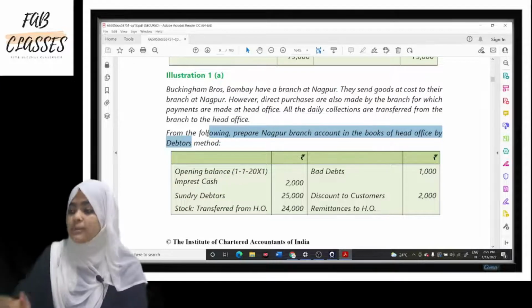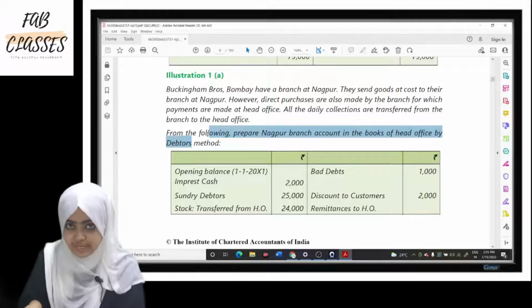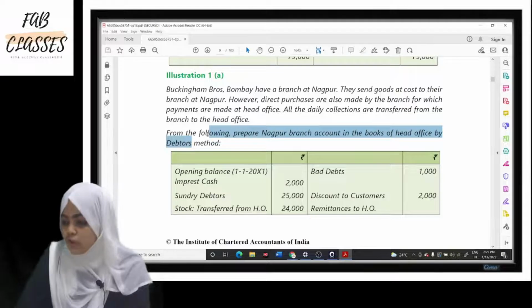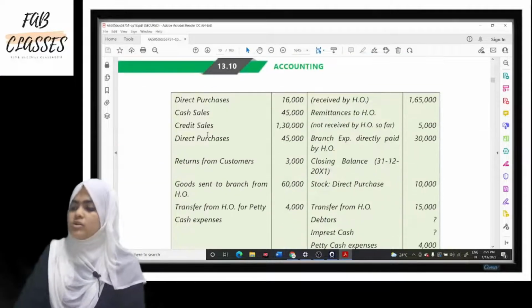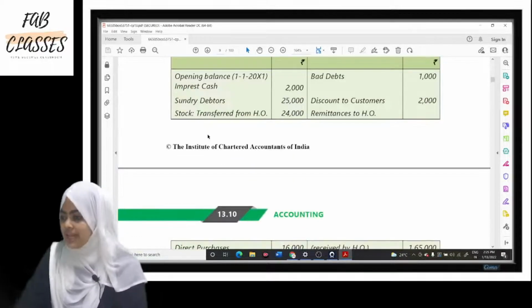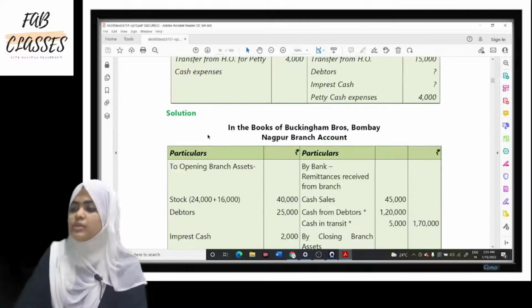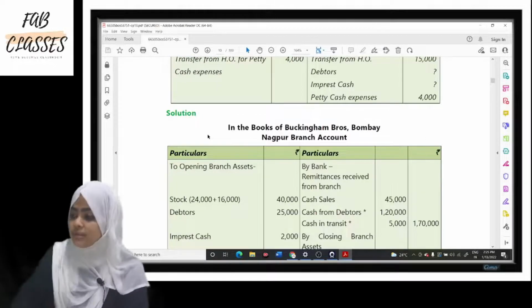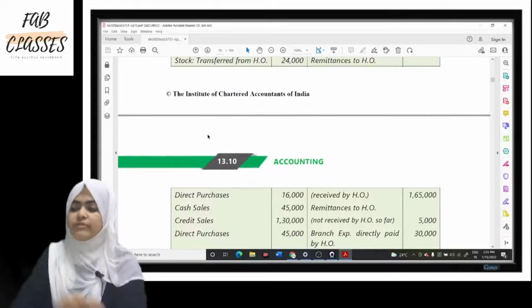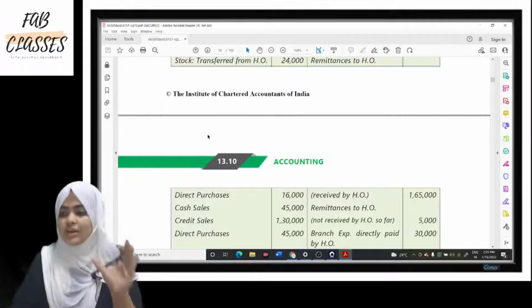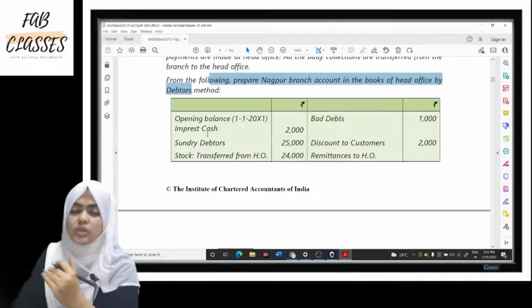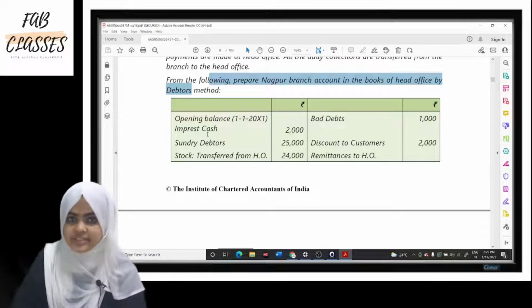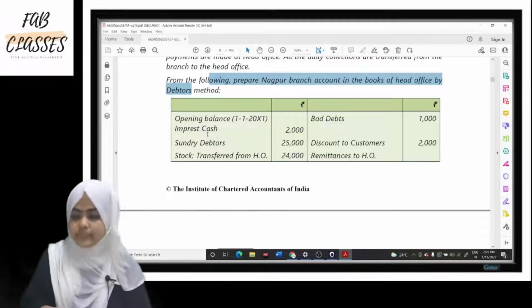We have to prepare the branch account in the books of head office by following the debtors method. They have given many details: opening balance, bad debts, and more. So what are we supposed to do? We have to prepare the branch account. First let us prepare the branch account, and then we will look into all the transactions that occurred, and then we will record accordingly.